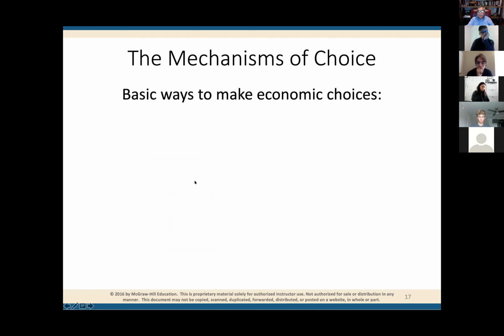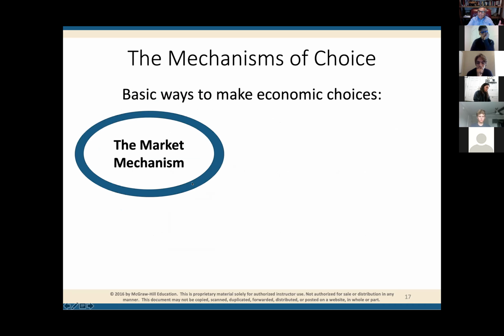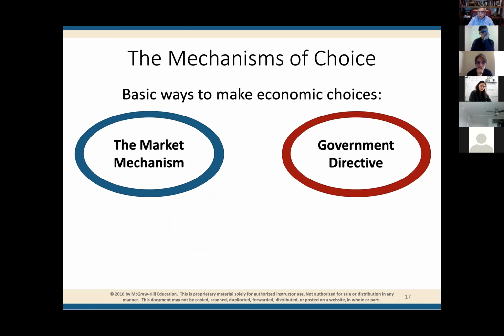Okay, so again, there are 3 ways in which we can answer the questions of what, how, and for whom. We can let the market do that, and that's what we do in the United States. Or we can try and tell the market, tell the companies, tell the people what to do, and that will be through government directive. In the United States, the government is involved in the economy, but not 100%. We try to let the government out of the economy because we know that the market will always do better. So the reality is, guys, that we don't have an economy that is totally free or an economy that is totally directed by the government.